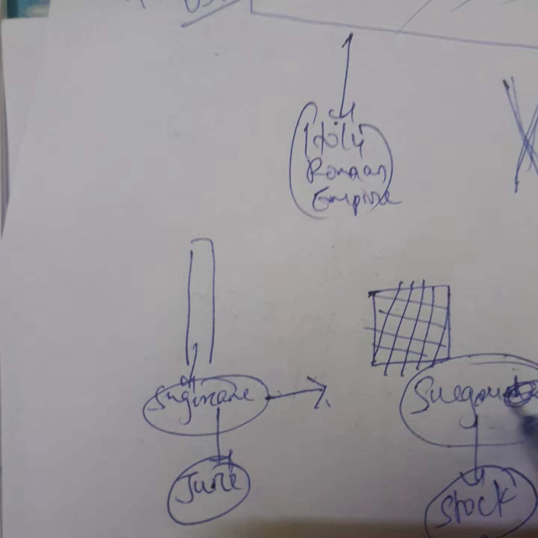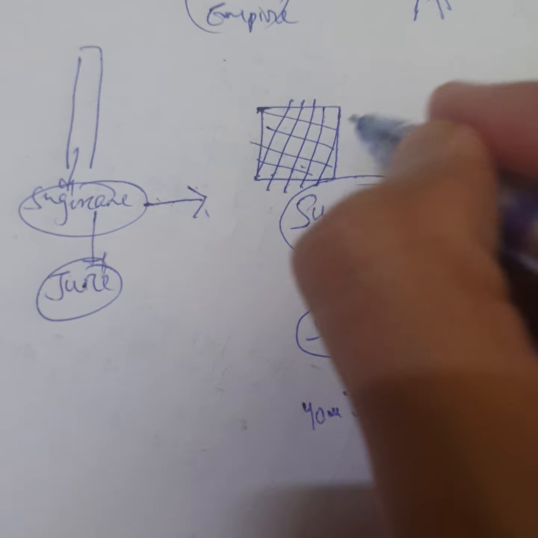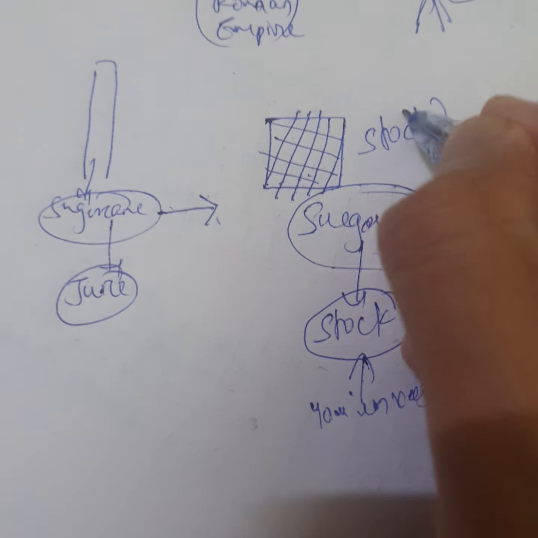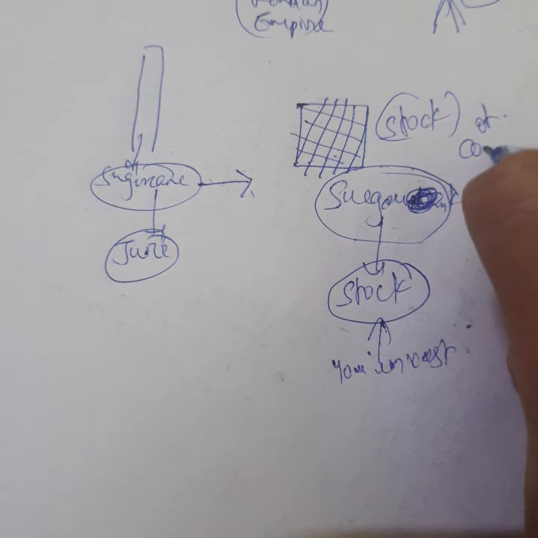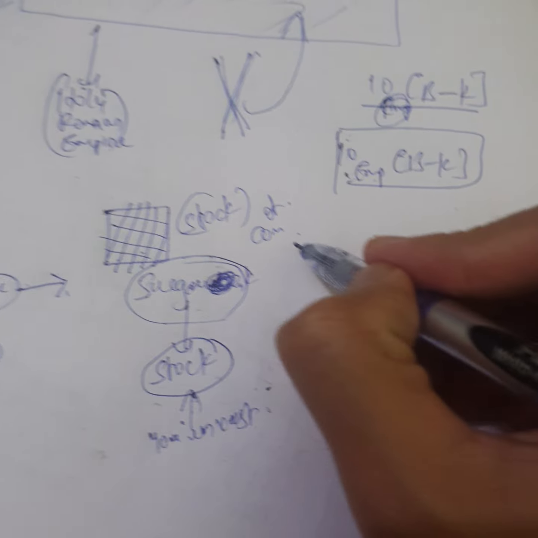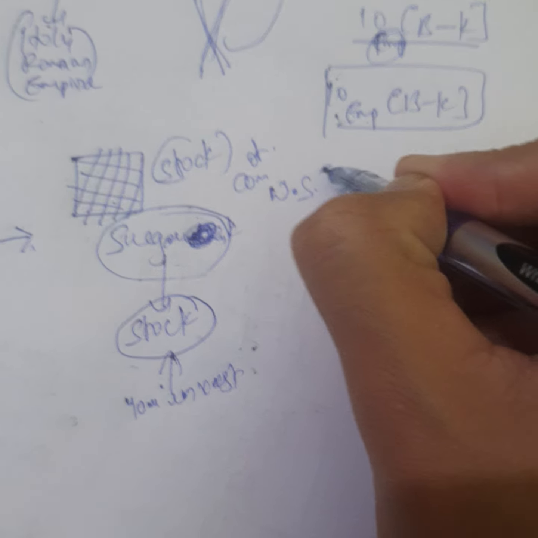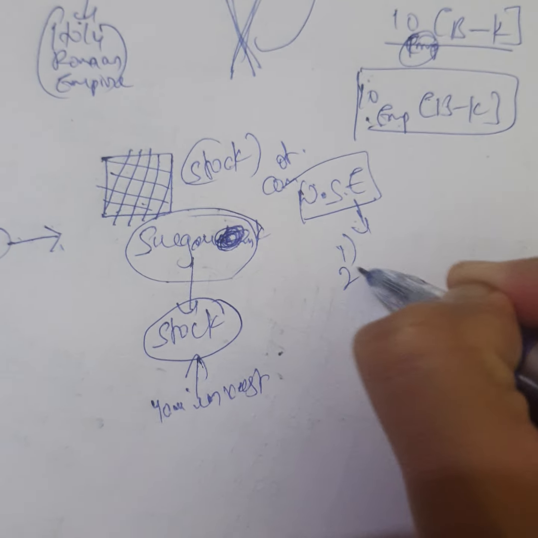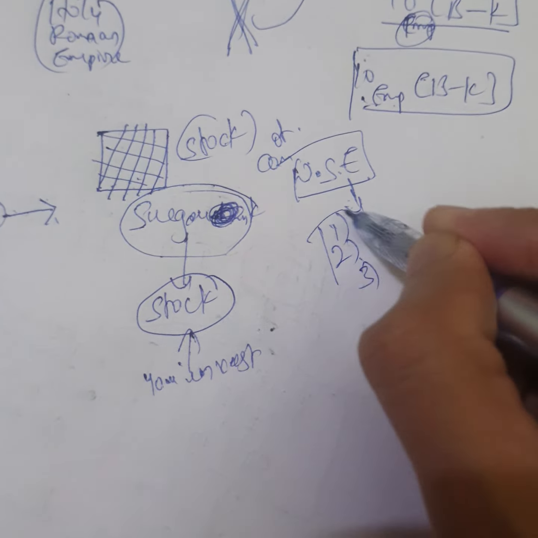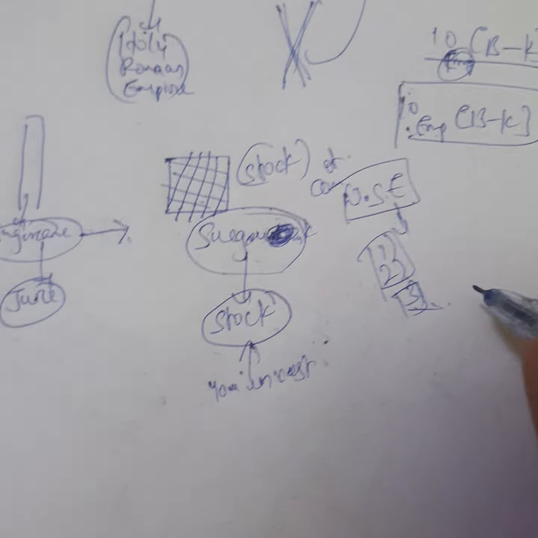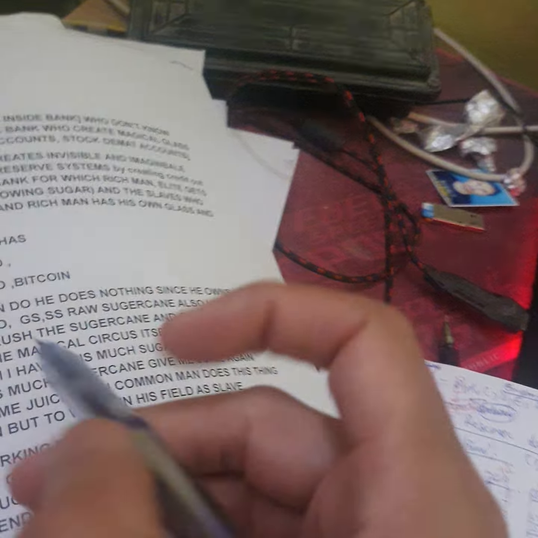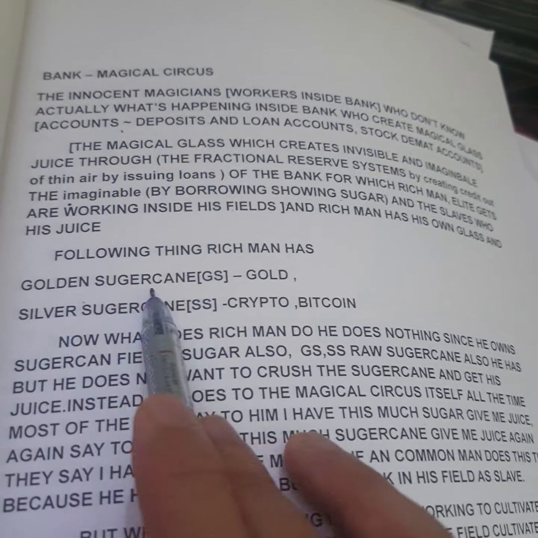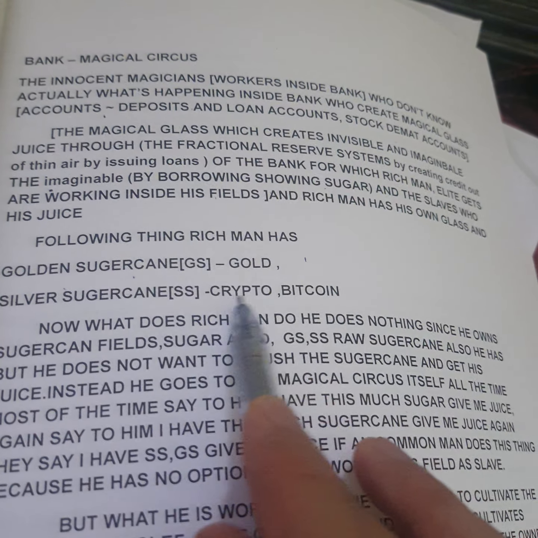Sugar means what? What is sugar chunk? I said this is sugar. Sugar means stock, the stock of a company, which is traded at the World Stock Exchange. There are 3 major stock exchanges: 2 biggest are in America, and one is biggest in Shanghai. Now, what is this? Golden sugarcane is equal to gold, and silver sugarcane is equal to cryptos and bitcoins.